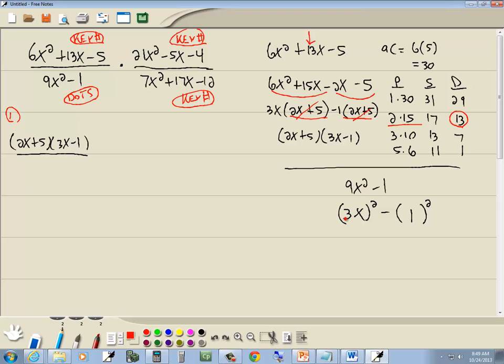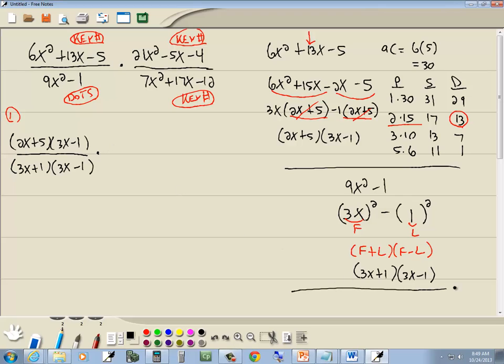Now I'm going to label what's inside my first set of parentheses as F for first. What's inside my last set of parentheses is L for last. Our formula is F plus L times F minus L. So wherever we have an F, we'll plug in 3x. Wherever we have an L, we'll plug in 1. So we've got 3x plus 1 times 3x minus 1. And that's how this factors: 3x plus 1 and 3x minus 1.